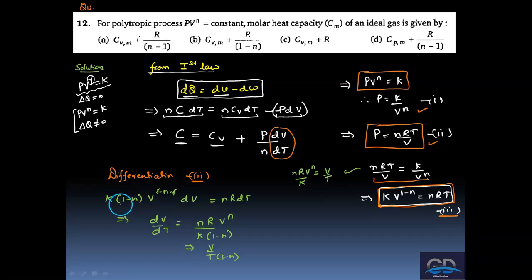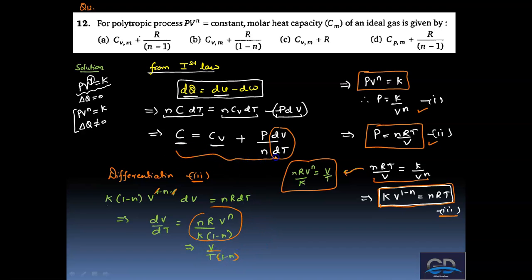So if we differentiate, we get k into (1 minus n) V raised to power (1 minus n minus 1) dV is equal to nR dT. On rearranging we get this, and from this equation we can see that nR V raised to power n upon k is V by T. So this essentially becomes V by T into bracket (1 minus n).